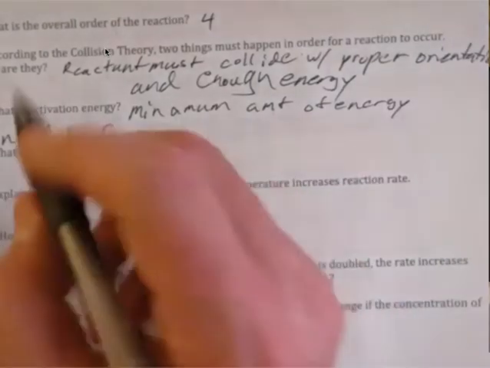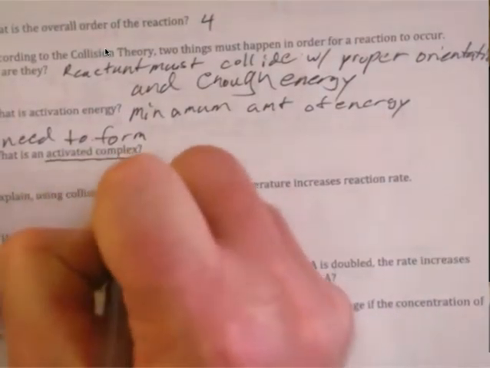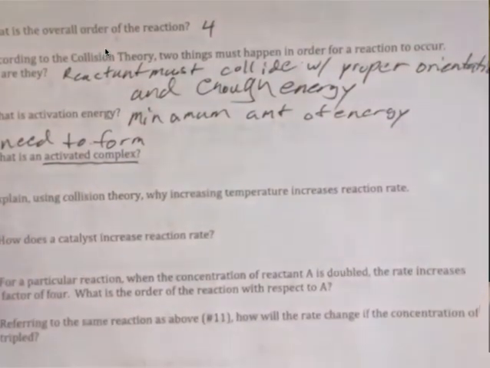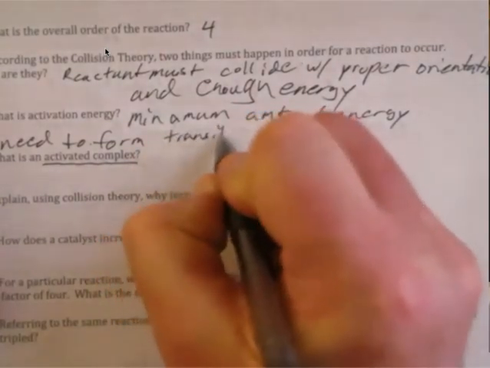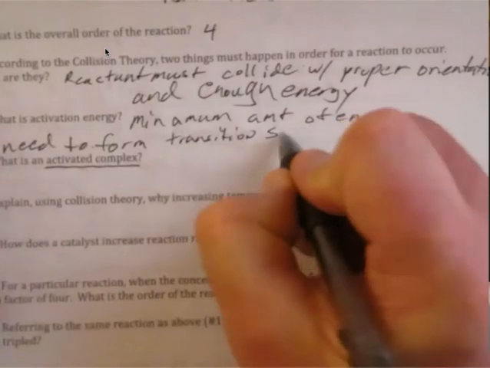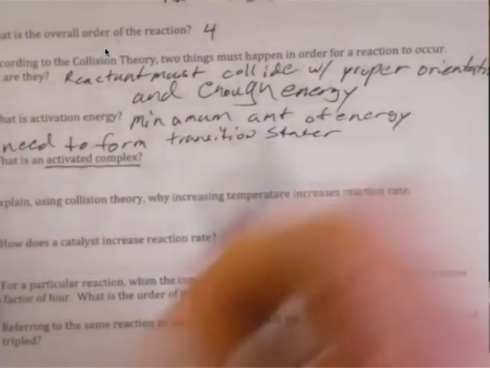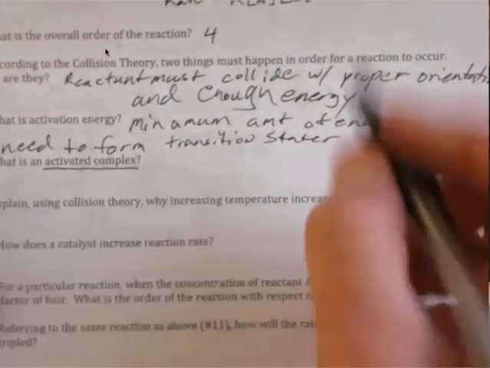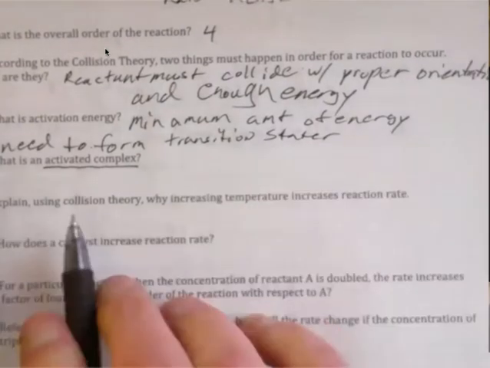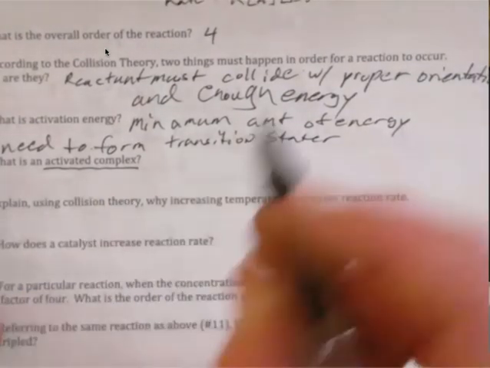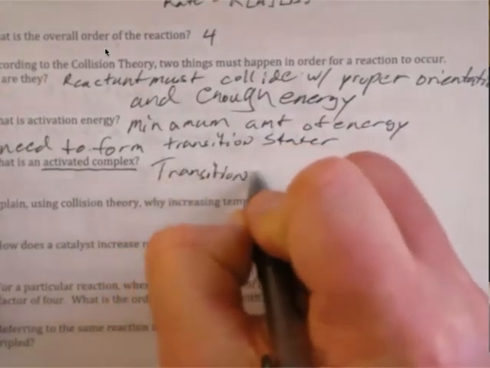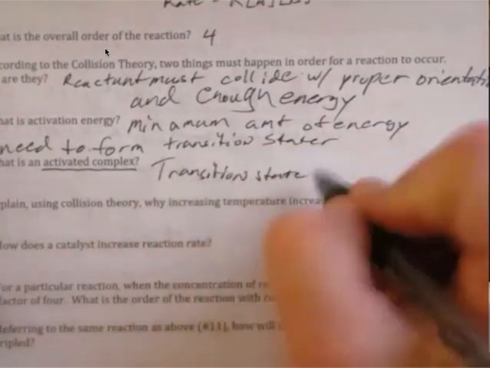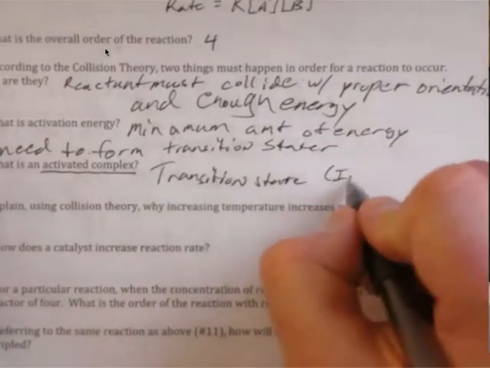Well, it's the next word: the activated complex, or the transition state, which are the same. The transition state, remember, has a 50% chance of going to products or back to reactants. So the activated complex is the transition state. It's an intermediate between reactants and products.